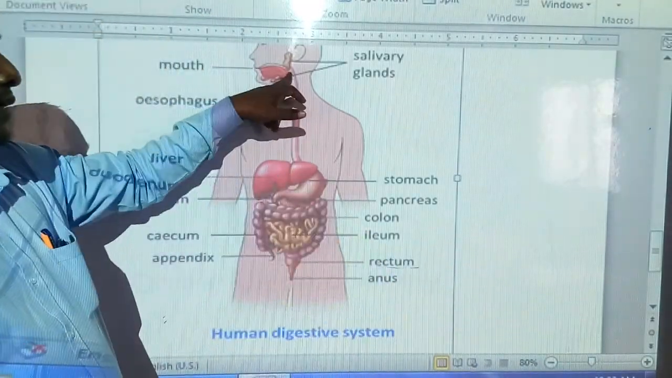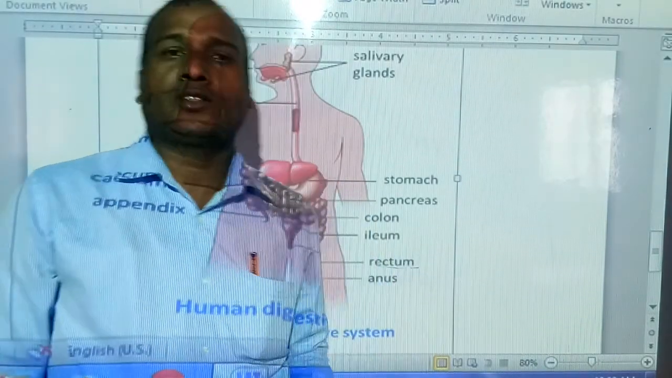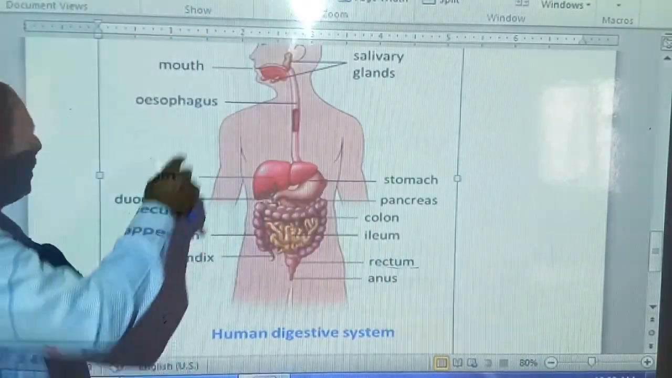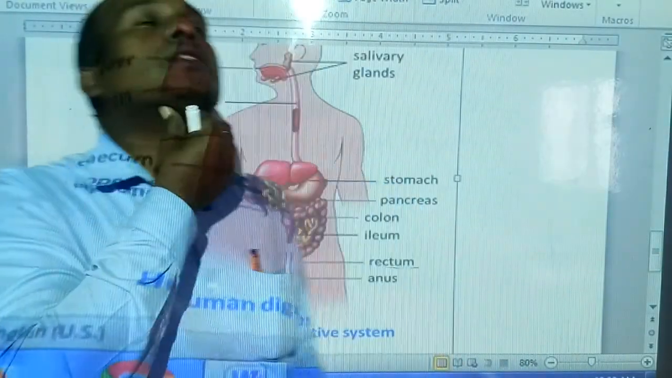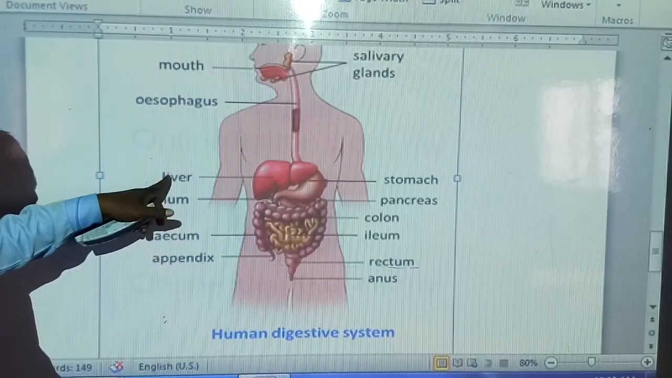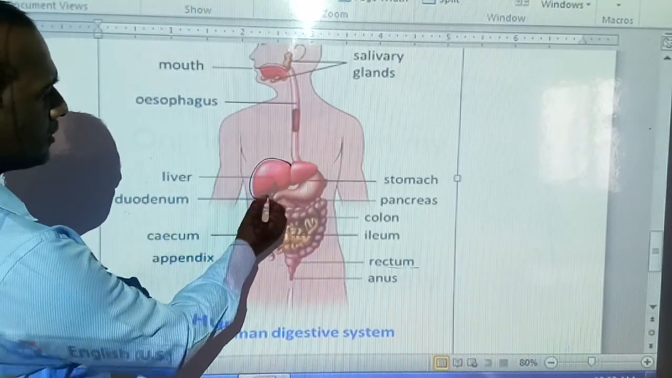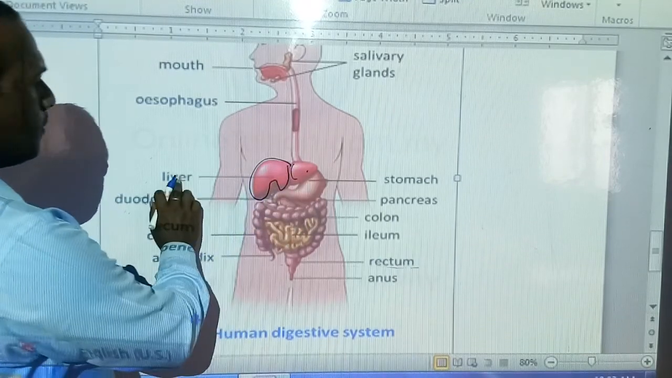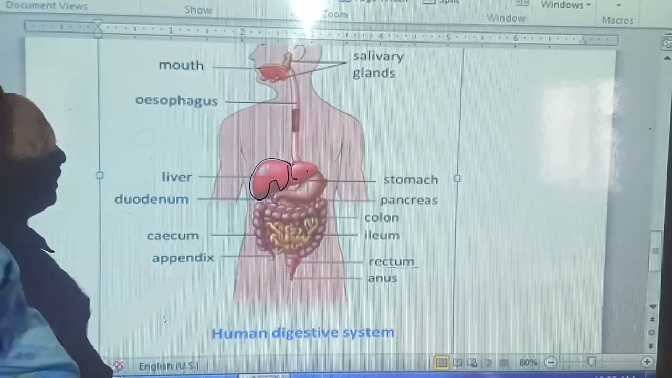The salivary gland is here, near the ear, down here. The salivary gland secretes saliva. Next, the esophagus, from here to here. This is called the esophagus. Next, observe friends, the liver. Where is the liver? This part is called the liver. This liver secretes bile juice, which helps in digestion.